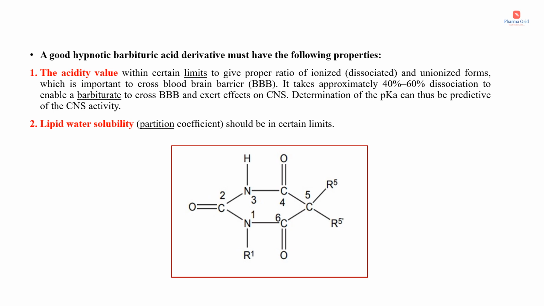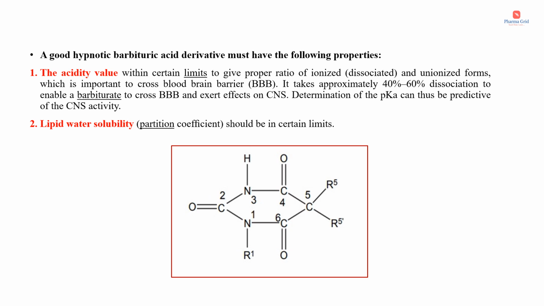A good hypnotic barbituric acid derivative must have the following properties. From the word itself, barbiturates are derivatives of barbituric acid, so these barbiturates have acidic properties. The first one is the acidity value. It should be within certain limits to give a proper ratio of ionized and unionized forms, which is important to cross the blood-brain barrier. It takes approximately 40% to 60% dissociation to enable a barbiturate to cross the blood-brain barrier and exert effects on the CNS. Determination of the pKa can thus be predictive of the CNS activity.